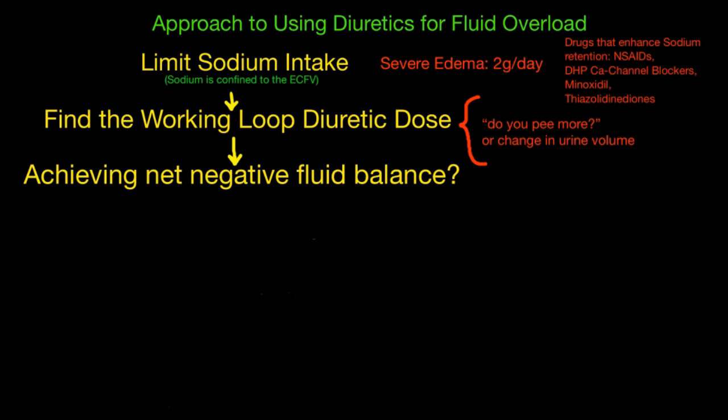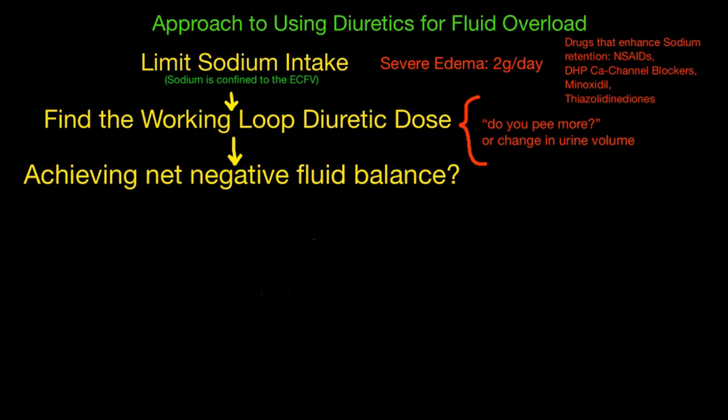Alright, here's the second video about using loop diuretics to treat a patient with fluid overload. So we ended the last video talking about finding the working loop diuretic dose. And so this involves finding the dose that's going to hit threshold, and that threshold will result in natriuresis.